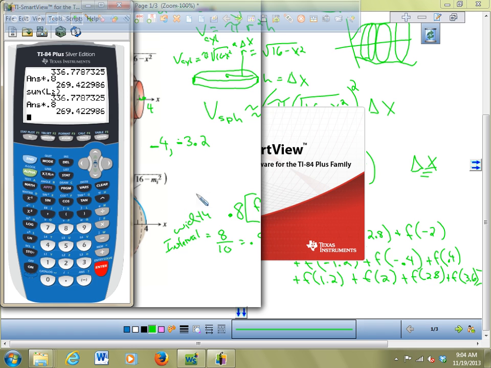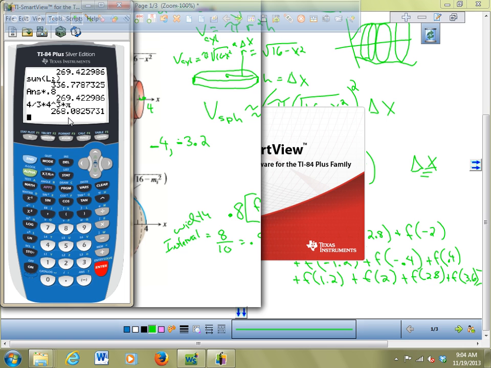Just to show you, if I did 4/3 pi r cubed, let's just do that. 4 divided by 3 times r, which was 4 raised to the third power, right? Times, put that in parentheses. I don't think I do. Do I? Yeah. Let's just see what happens. Times pi.